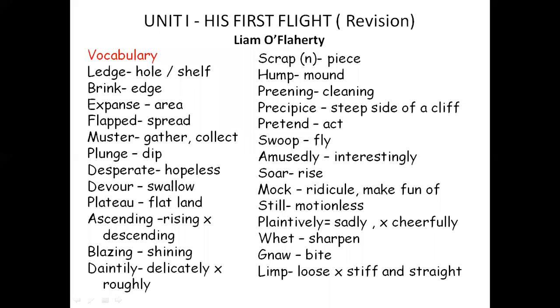And then limp. Limp means loose. That is the leg: the legs were loose for the bird actually. When the bird was falling down, the legs were limp, loose. It is LOOSE, it is not LOSE. LOSE means losing, the opposite of gain. Here, the antonym for limp is stiff and straight. The legs were not stiff and straight.